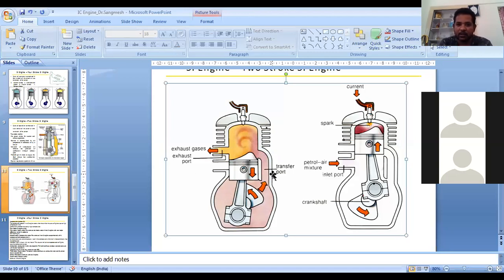The reason behind this is that the oil is mixed with the fuel, due to which the combustion may not take place 100% or completely, compared to the four-stroke SI engine. So the unburnt particles of the fuel, that is petrol, are going to be there, and due to this it produces gas. So this completes the two-stroke SI engine.